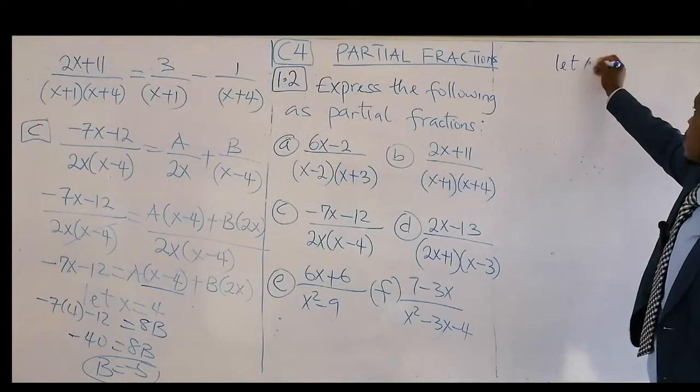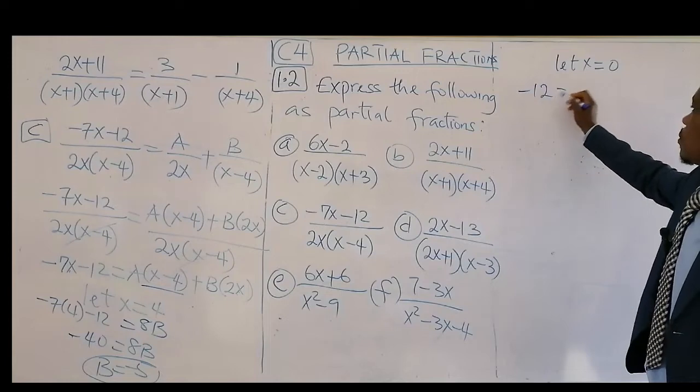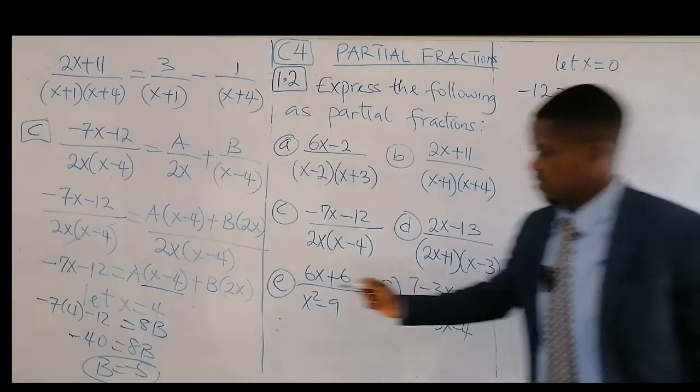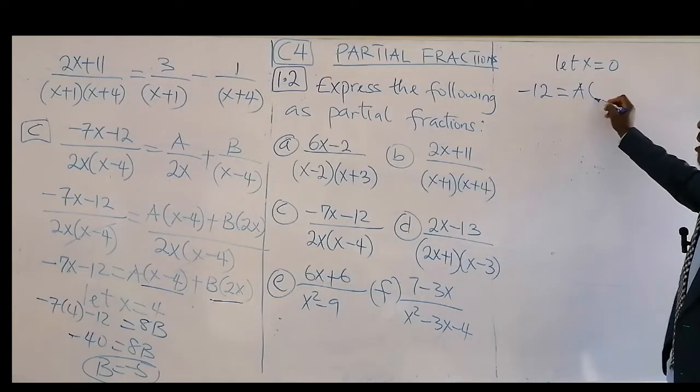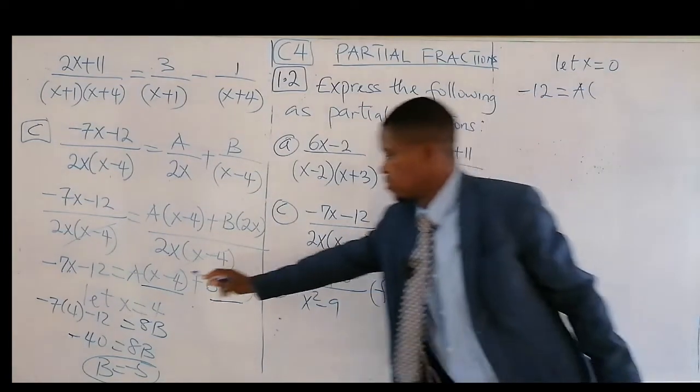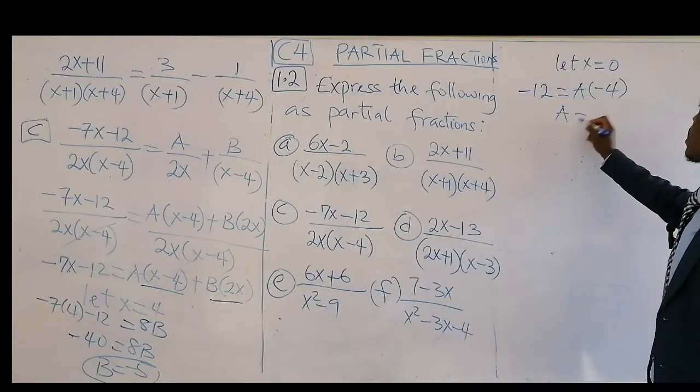Let x be equal to 0. Okay, so on the left we have minus 12. If I put 0 there, this expression will cancel here, and I'll have a into brackets 0 minus this, that's a minus 4. So a is what? A is 3.